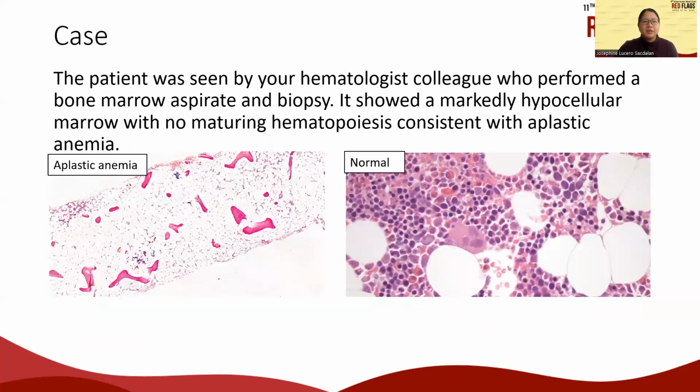The patient was seen by her hematologist colleague who performed the procedure, and it showed a markedly hypocellular marrow with no maturing hematopoiesis. On the left is a representative picture of what an aplastic anemia bone marrow would look like, and on the right is one that shows normal hematopoiesis. When other infectious etiologies are ruled out, this finding is consistent with aplastic anemia.